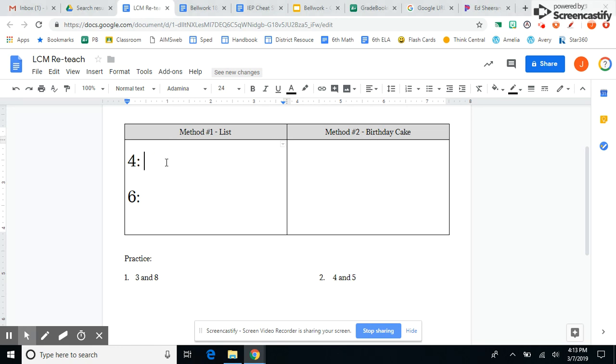So method one, making a list, this is a really good method to use if you're good at multiplying. Because really, in order to make your list of numbers, all you have to do is multiply. So starting with 4, we would just go through in our head, 4 times 1 is 4, 4 times 2 is 8, 4 times 3 is 12, 4 times 4 is 16, 4 times 5 is 20, 4 times 6 is 24, and we're going to stop there.